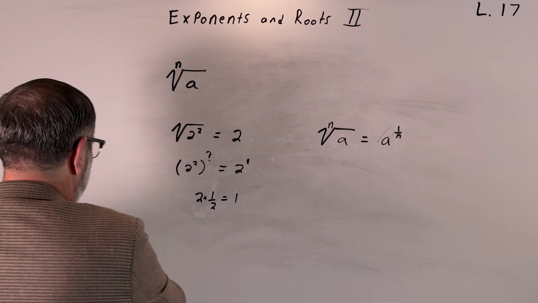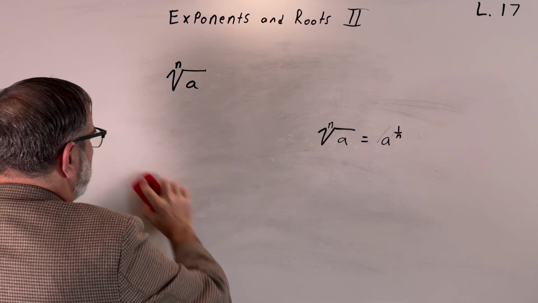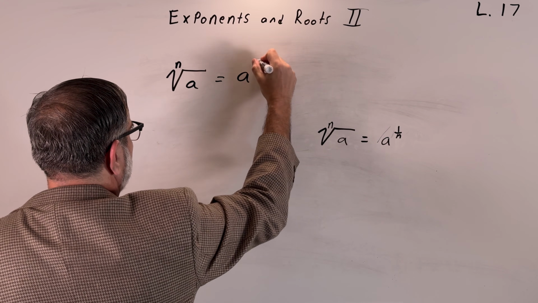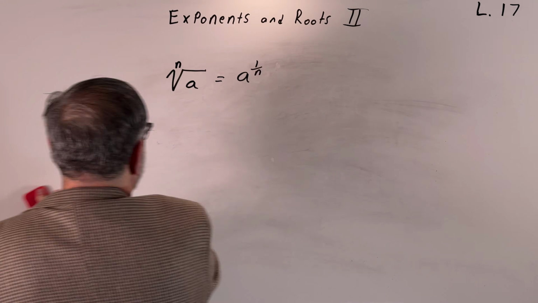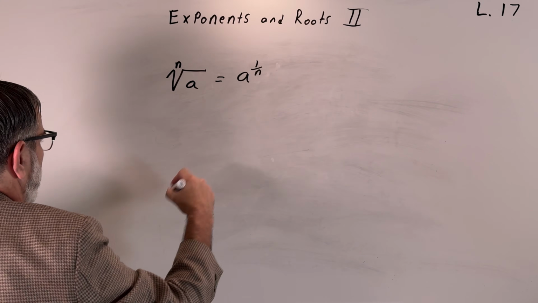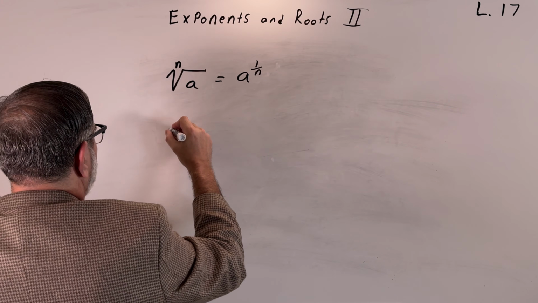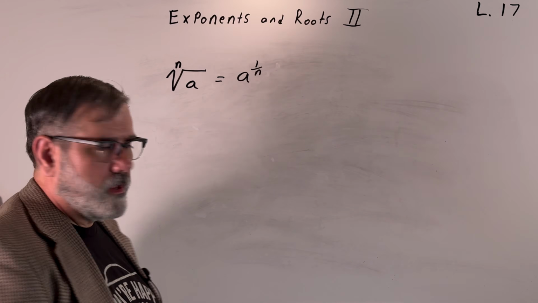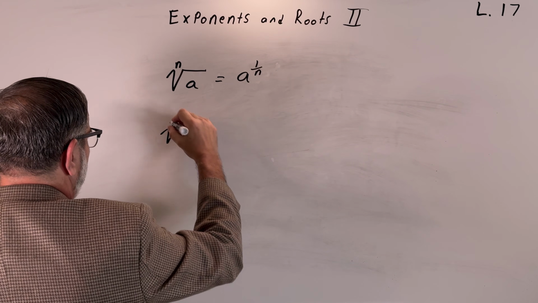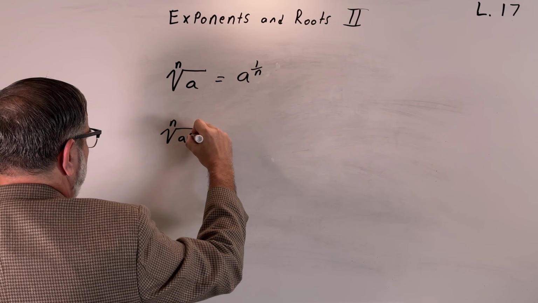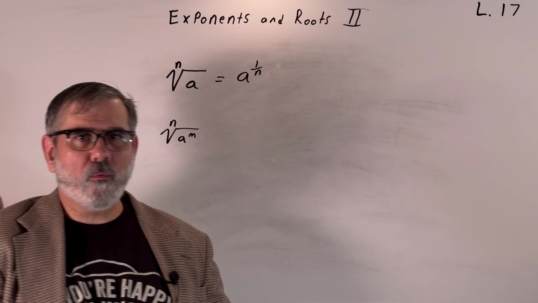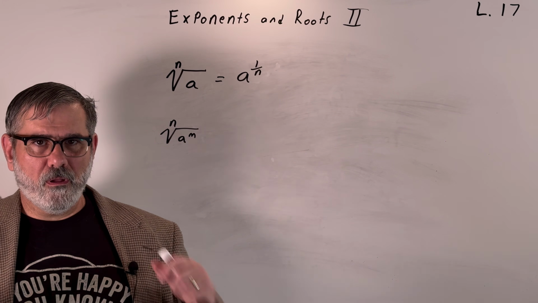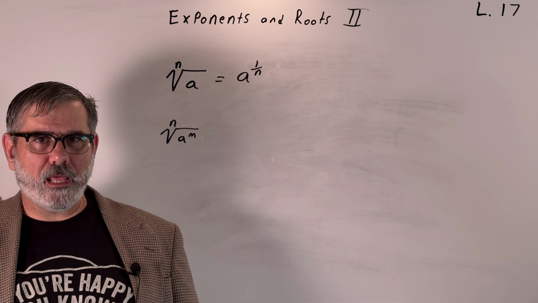So that's how we write roots as an exponent. So let me just copy this here. Equals a to the 1 over n power. What about this? What if I wrote, let's try this at home and see if we can figure this one out. What about the nth root of a to the mth power? How do we write that? So let's pause the video, take a crack at it, come back when you think you have an answer.